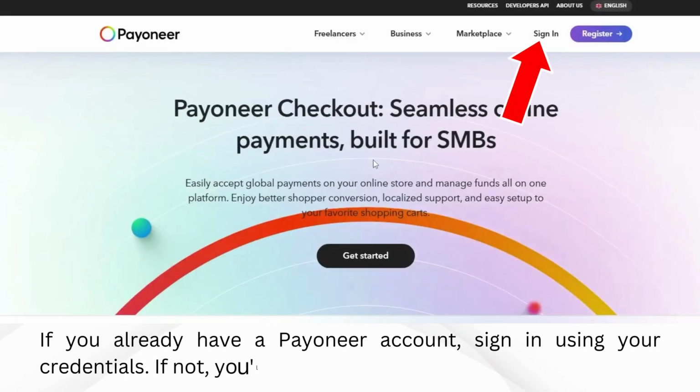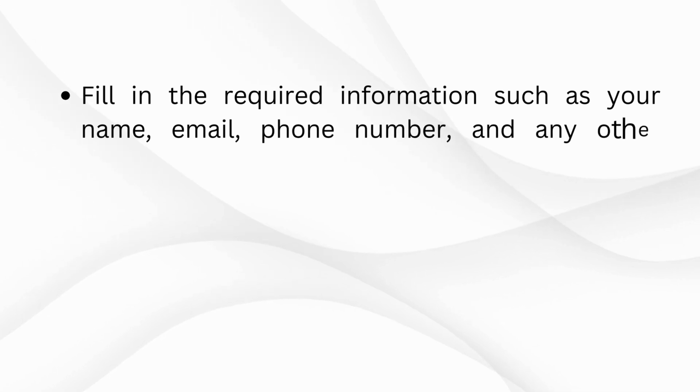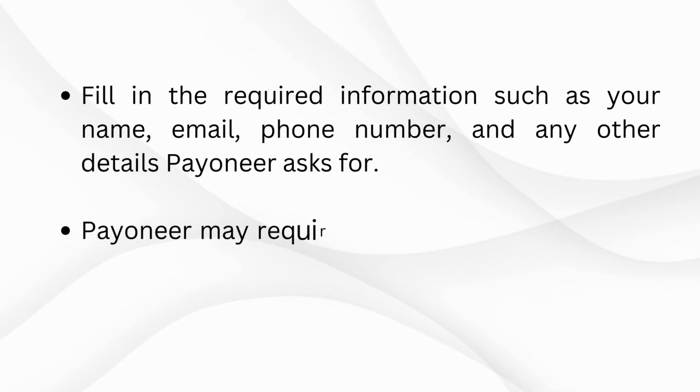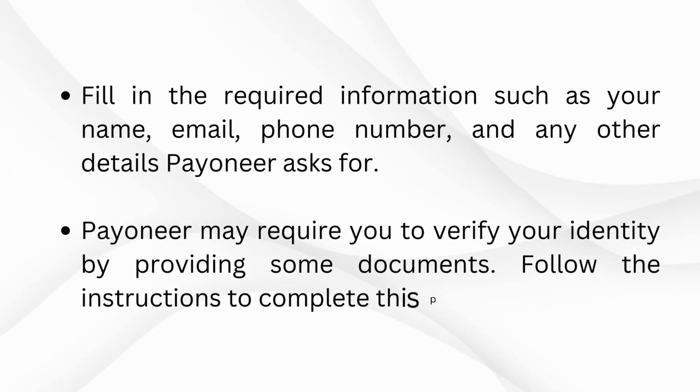If you already have a Payoneer account, sign in using your credentials. If not, you'll need to register for a new account. Fill in the required information such as your name, email, phone number, and any other details Payoneer asks for. Payoneer may require you to verify your identity by providing some documents. Follow the instructions to complete this process.